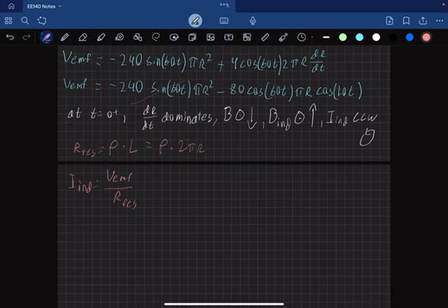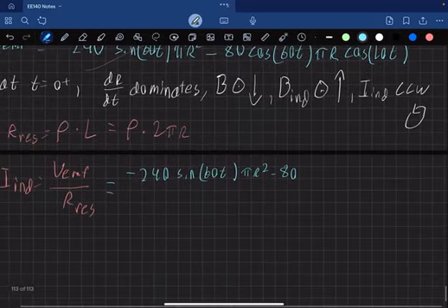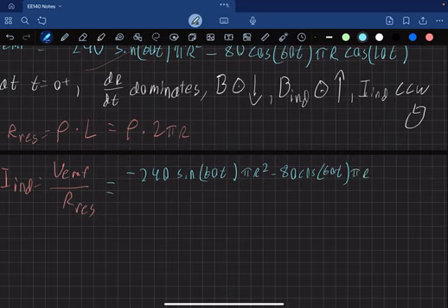Now we have V EMF as well. So plugging everything in, we have, let's see, negative 240 sine 60t pi r squared minus 80 cosine 60t times pi r cosine 10t.